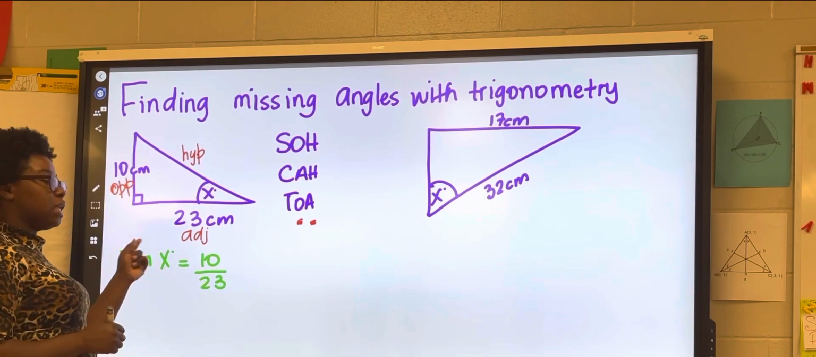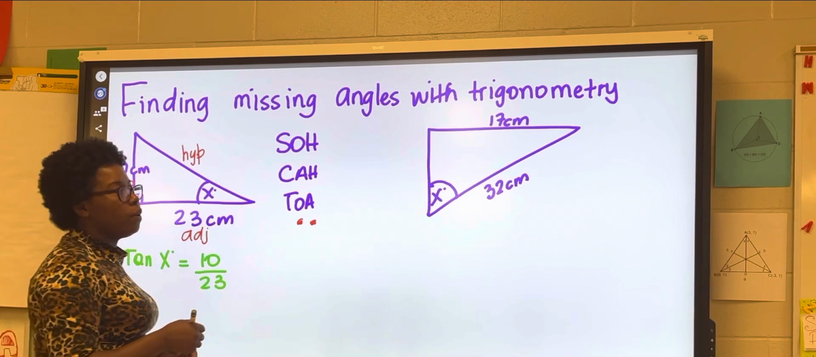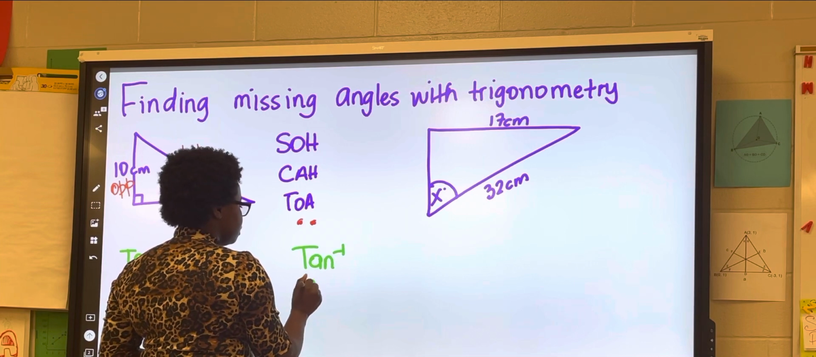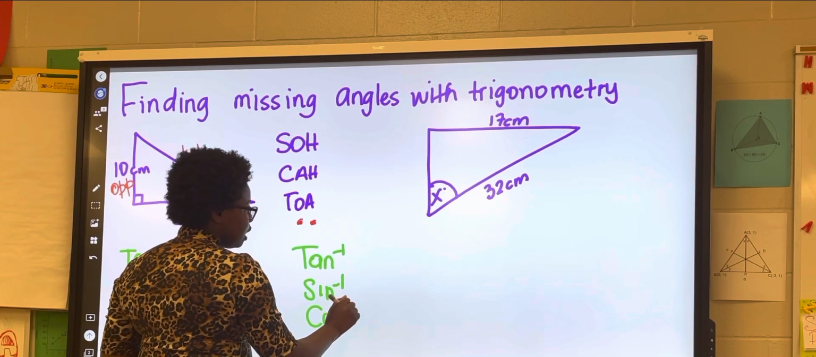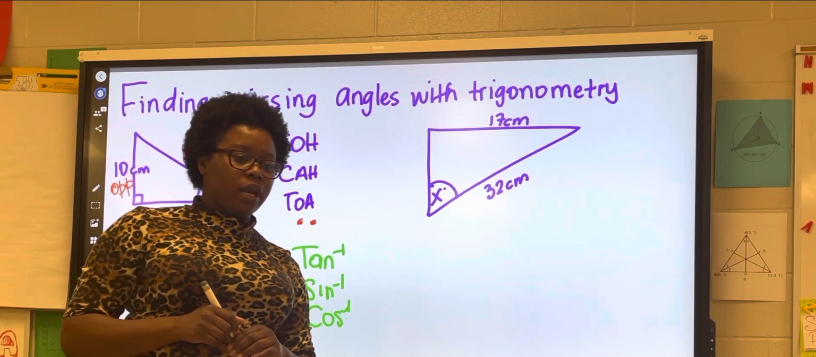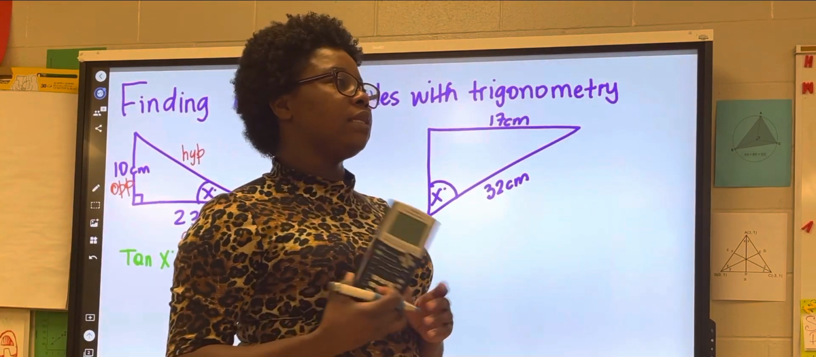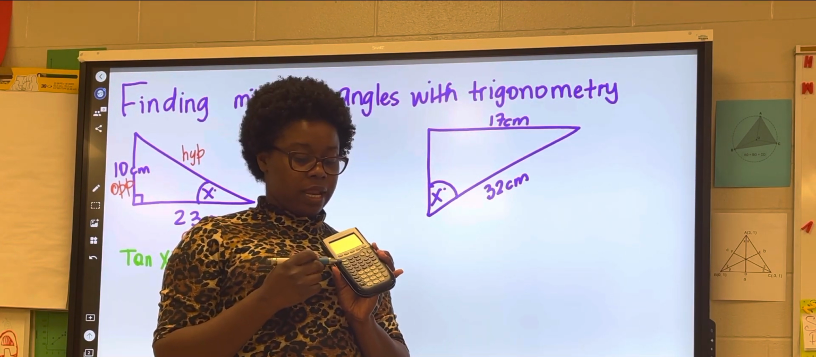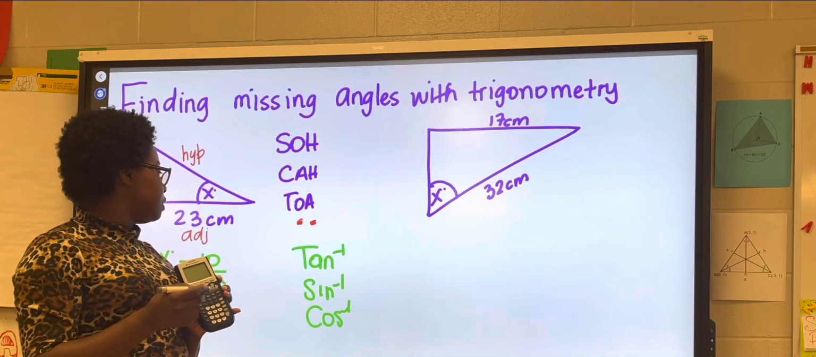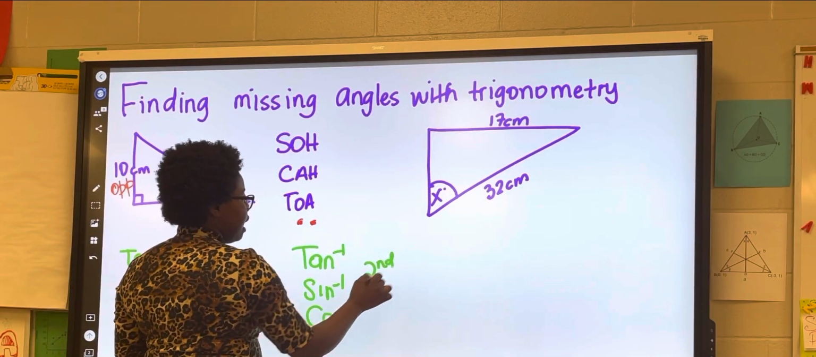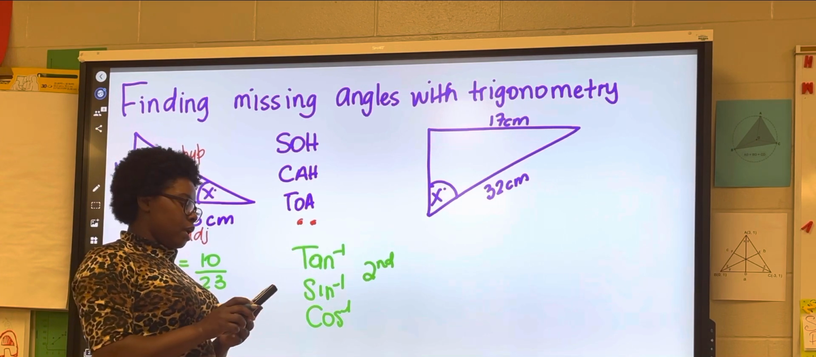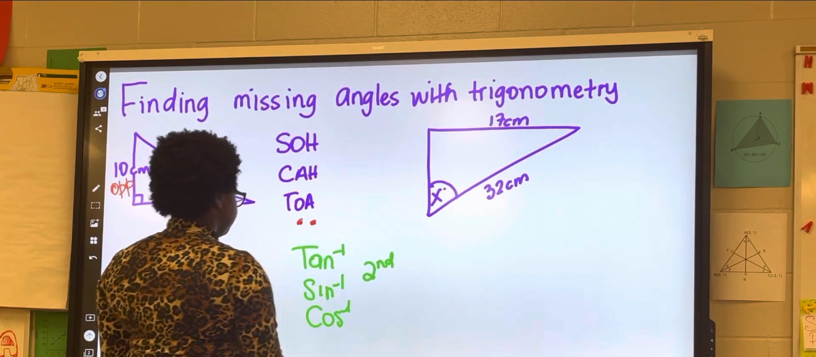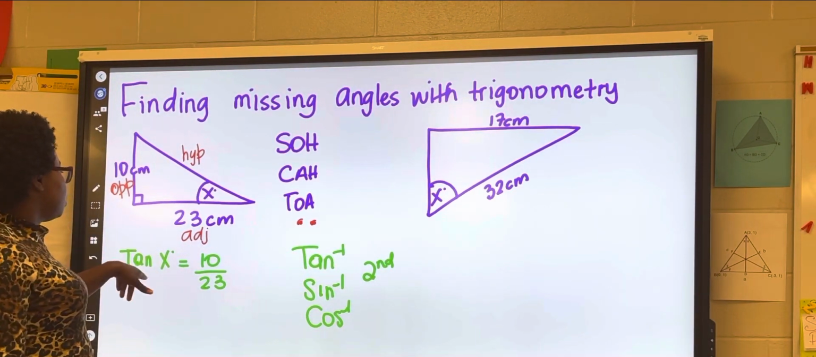And once we have it in this form, we will now have to do the inverse of the function. So you'll see tan inverse, sine inverse, cos inverse. If you are using a TI-84 calculator, you will see a second key or a second function on your calculator. We will press the second function, then we'll press whatever ratio we're looking for, and you will see that popping up on your calculator. All right, so let's move on.